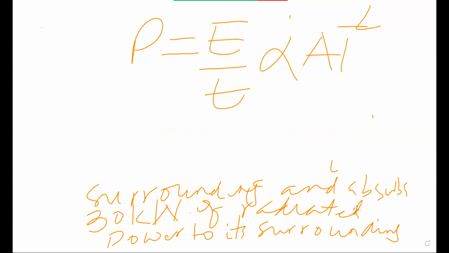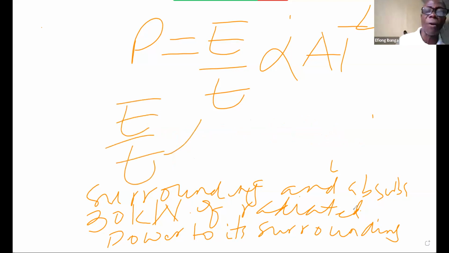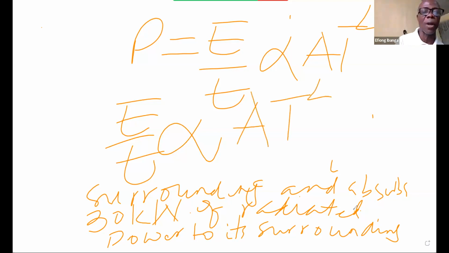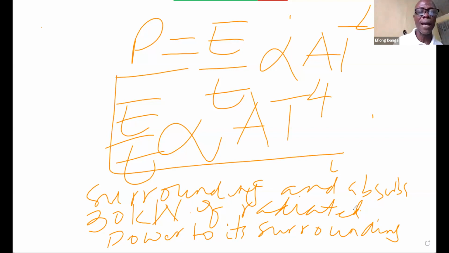It says the total energy radiated by a unit area of the surface is proportional to the absolute temperature of the surface raised to the fourth power. Okay? So what we are saying is that the energy per unit time is directly proportional to the area and also to this. That's all I'm saying. The energy, that's the energy per unit time, which is the power.